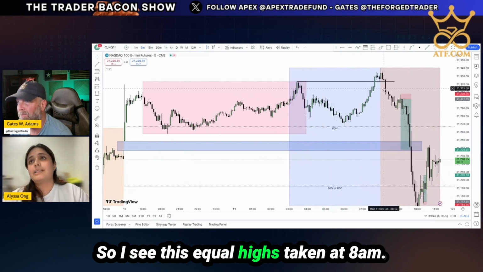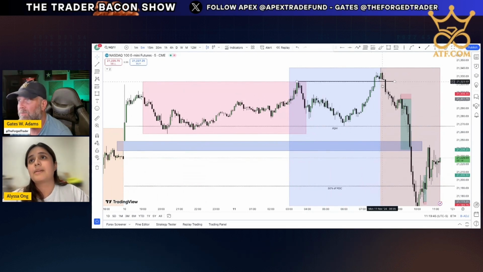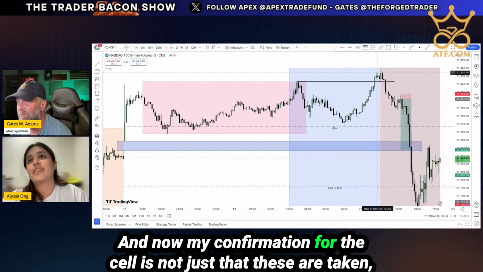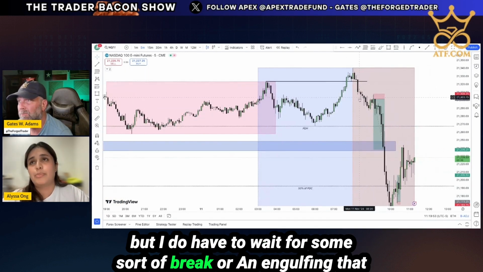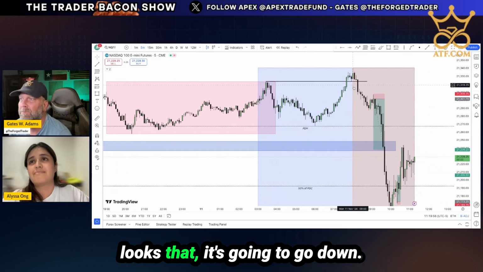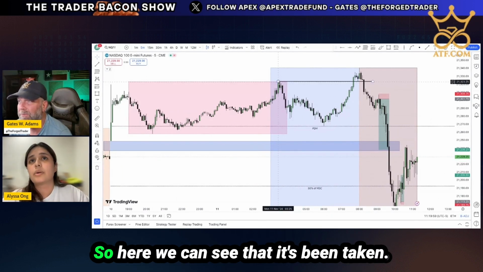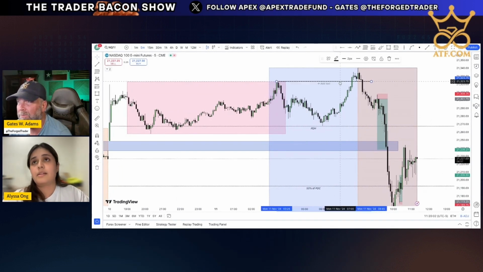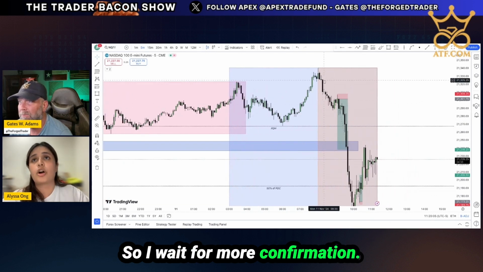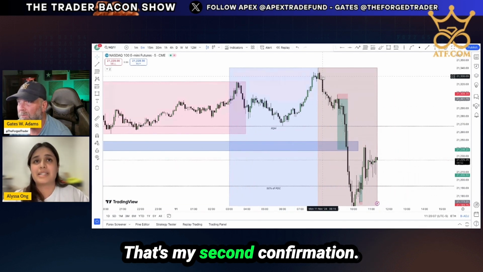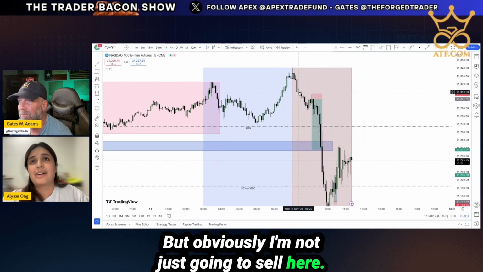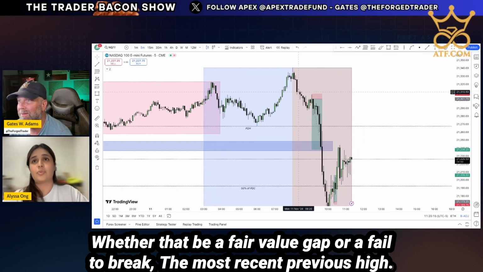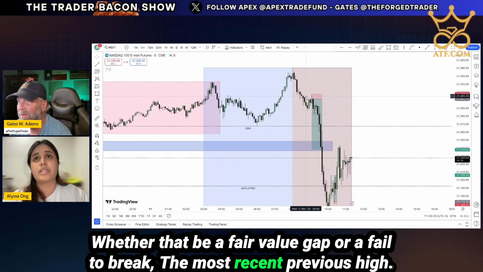So I see these equal highs taken at 8 a.m. And now my confirmation for the sell is not just that these are taken, but I do have to wait for some sort of break or an engulfing that looks like it's going to go down. So here we can see that it's been taken, so I wait for more confirmation. We can see that there's an engulfing. That's my second confirmation. But obviously I'm not just going to sell here. I'm going to wait for one more confirmation, whether that be a fair value gap or a fail to break the most recent previous high.